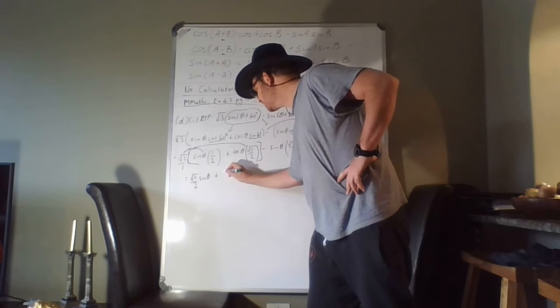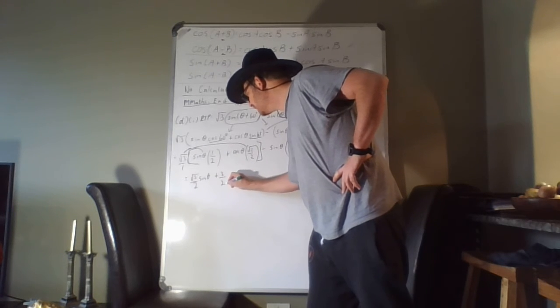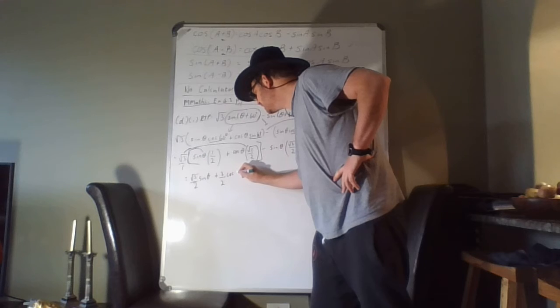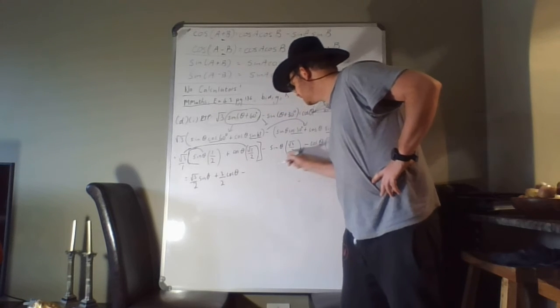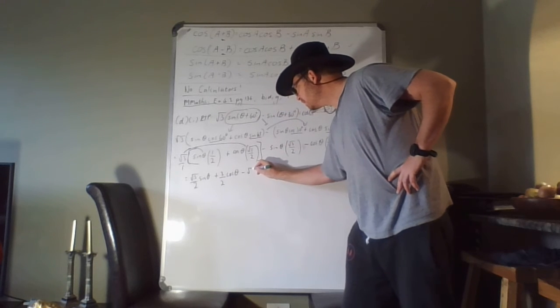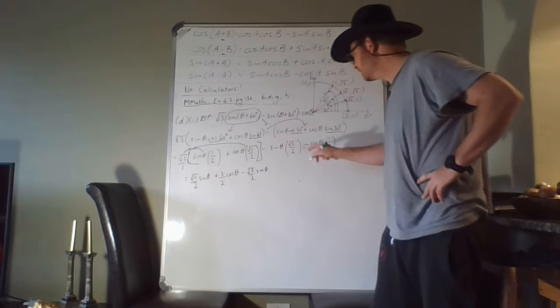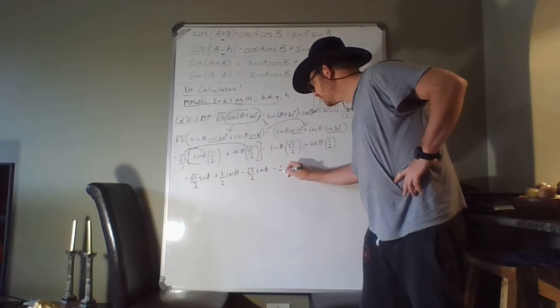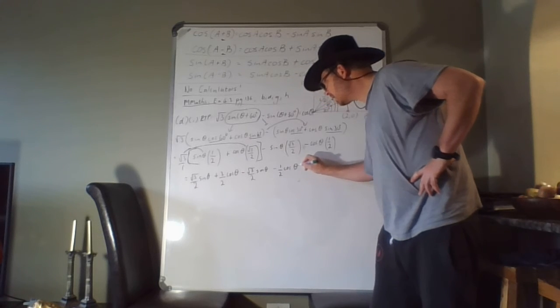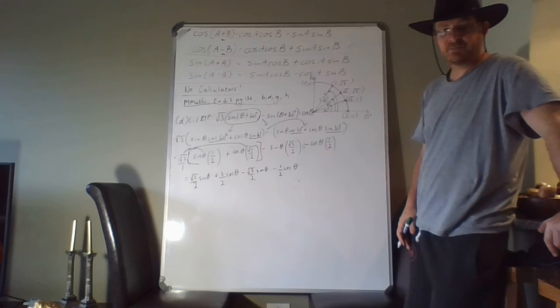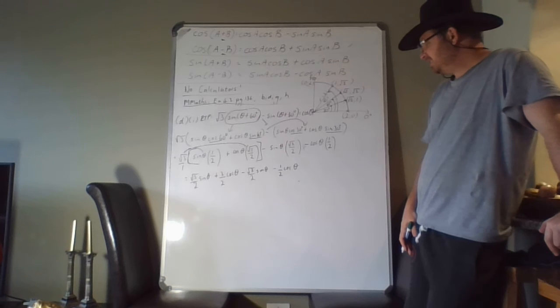If I times the numerators together, I get 3. The denominator would be 2, 3 over 2 cos theta. And then I've got minus, just changing the order around, root 3 over 2 sine theta, minus a half cos theta. Check that makes sense.